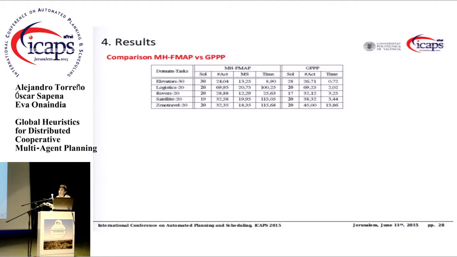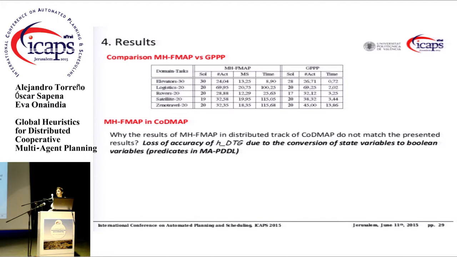According to time, as you can see, G3P clearly outperforms FMAP. With the number of solved problems, we can see there are some domains where a couple more problems are solved by FMAP. And with respect to the number of actions, it shows better results for FMAP, thanks probably to the partial order planning paradigm. I would also like to make a mention of the results that FMAP got in the distributed track of the competition, and the difference between the results of the competition and the ones I show here.